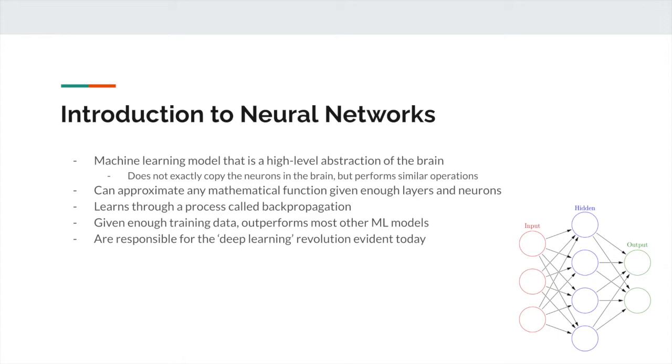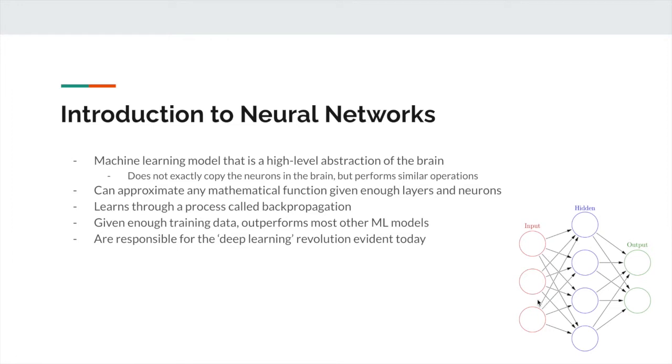Okay, so as I mentioned before, an artificial neural network is a machine learning model that is basically a high level abstraction of the neurons in our own brain. So it does not exactly copy what happens with individual neurons, but the overall operation is similar. Some interesting facts. It's been proven that given a sufficiently large network of neurons, you can represent any sort of mathematical function. And basically we train these neural networks using a process called backpropagation.